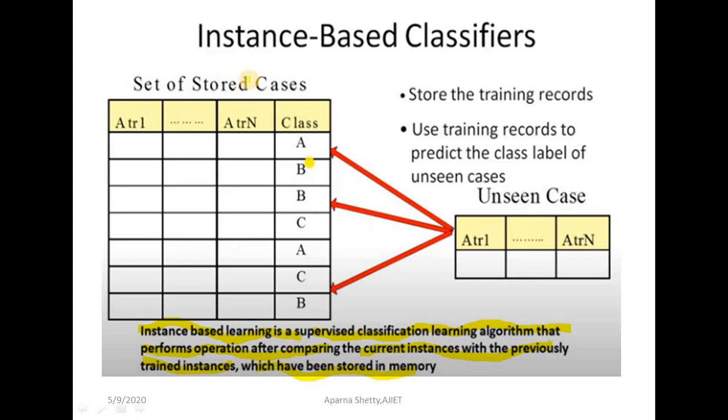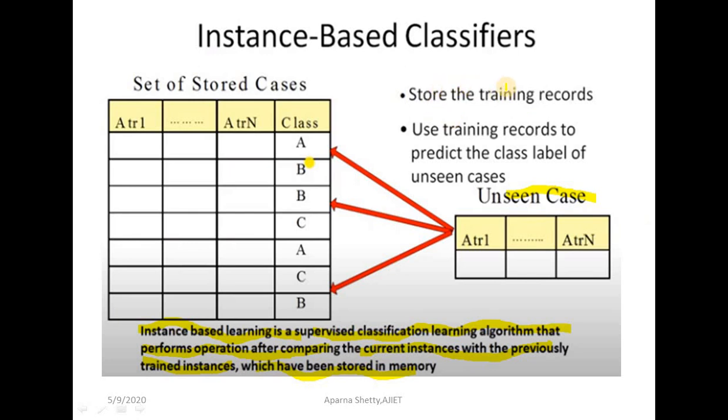First, in an instance-based classifier, it will store the set of training records in memory. Now when a new record or an unseen case appears, it will compare the attributes of this new case with the attributes of the records already stored in memory. Only after it compares will it assign the class label. Based on that comparison, it assigns the class label of the unseen case.